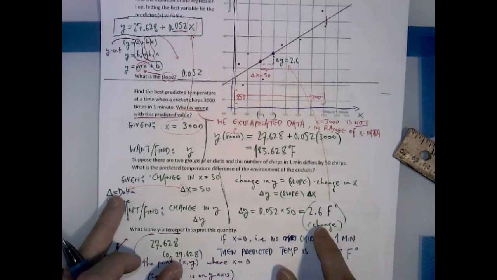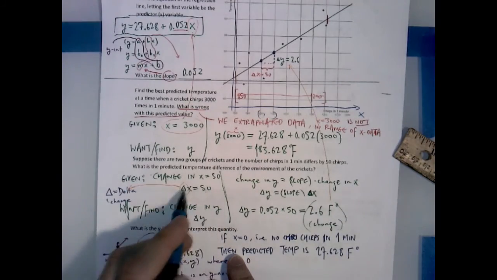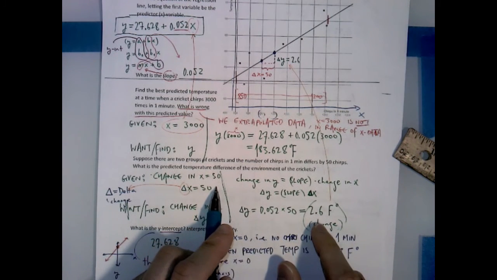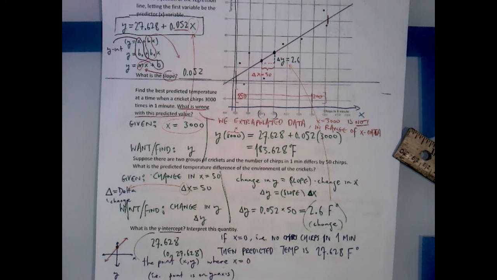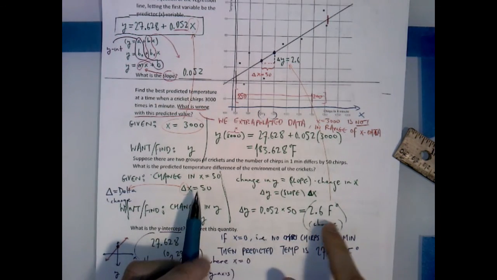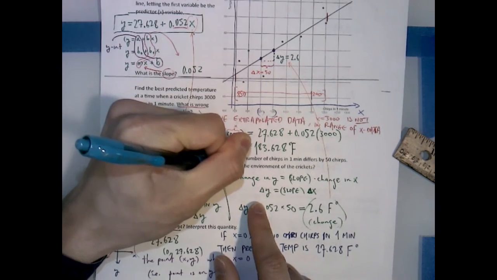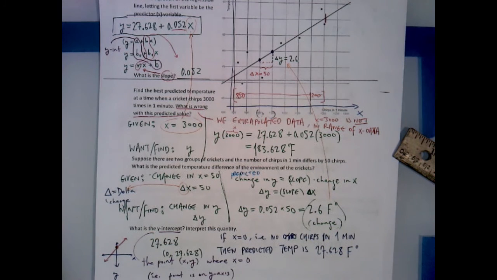So what this is saying is that if you hear a change of 50 chirps in 1 minute, there's going to be a predicted change in temperature of 2.6 degrees Fahrenheit. Maybe I should write predicted here. This change is a very important quantity to talk about the relationship between the 2 variables x and y.